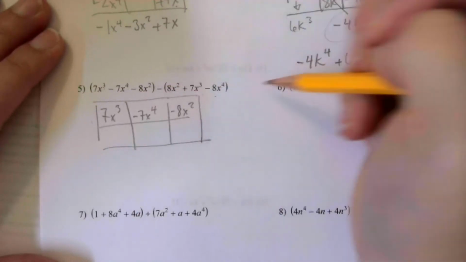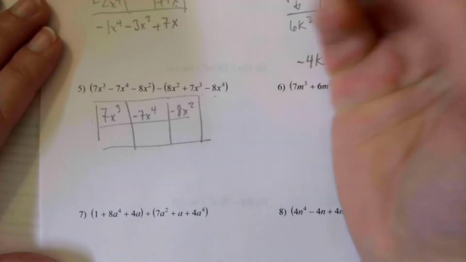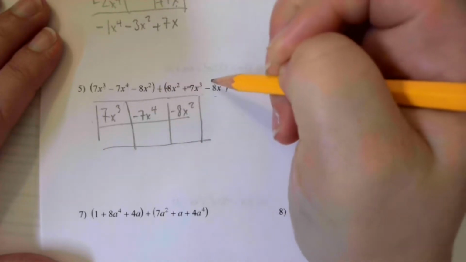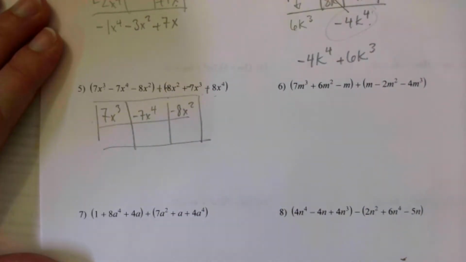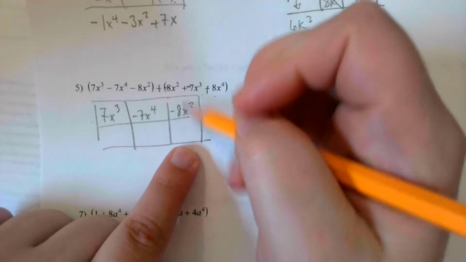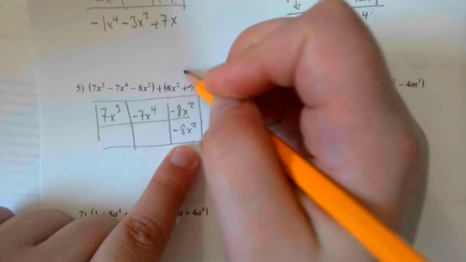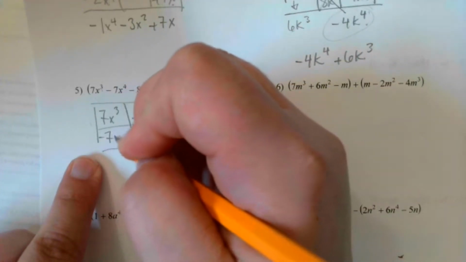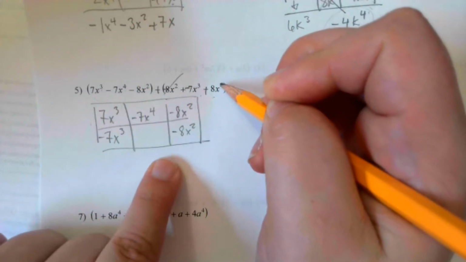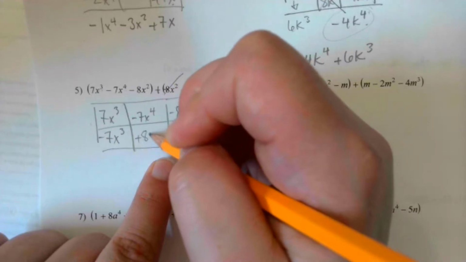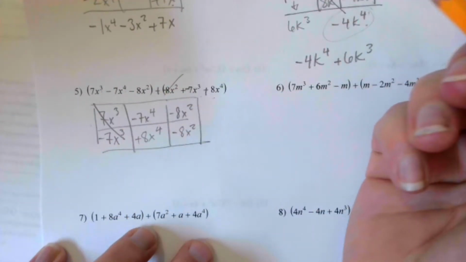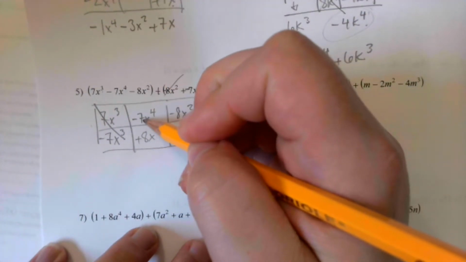I'm going to go ahead and flip all my signs right here because the subtraction is going to flip all of these. So that's going to be plus, that's going to be a minus, that's going to be a minus, that's going to be a plus. So negative 8x squared, negative 7x cubed, positive 8x to the 4th. Well, 7 take away 7 is 0. 8 take away 7.